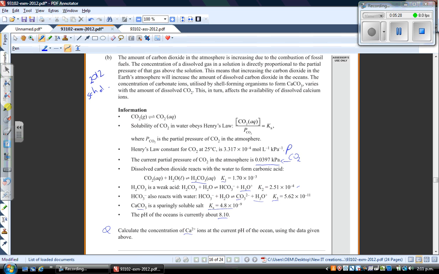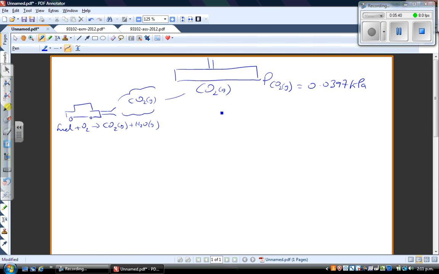If we go back to the question, this means that increasing the carbon dioxide in the Earth's atmosphere will increase the amount of dissolved carbon dioxide in the oceans. Okay, so what we're doing here is pushing an equilibrium. They gave us this equation, it's one of the first bullet points. There's an equilibrium between atmospheric CO2 and CO2 which is dissolved in the water. Okay, so that's our schematic.